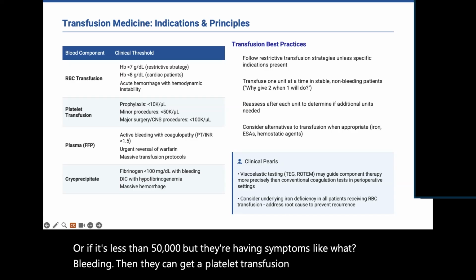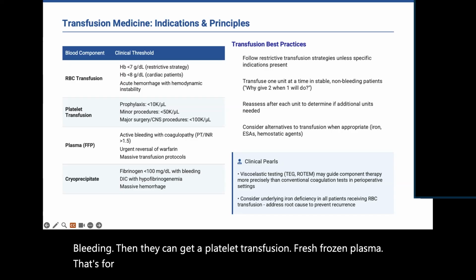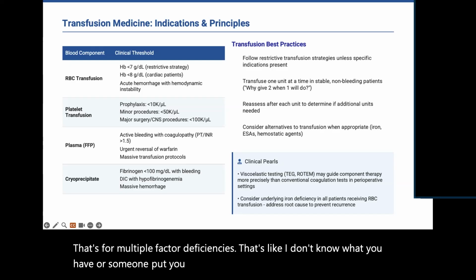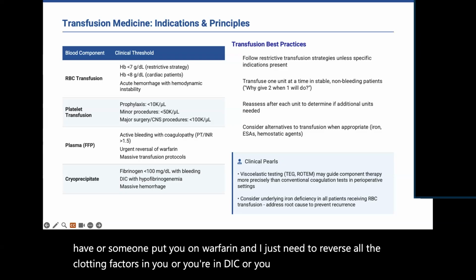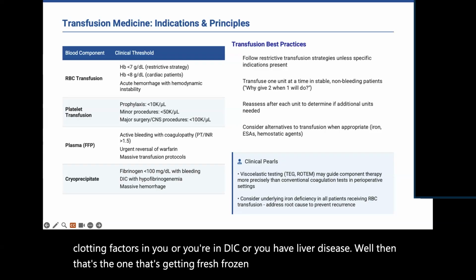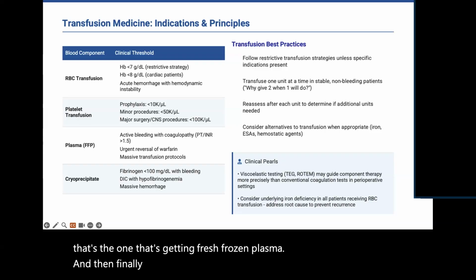Fresh frozen plasma, that's for multiple factor deficiencies. That's like, I don't know what you have, or someone put you on warfarin, and I just need to reverse all the clotting factors in you, or you're in DIC, or you have liver disease. Well, then that's the one that's getting fresh frozen plasma. And then finally, cryoprecipitate, that is the one for hypofibrinogenemia.